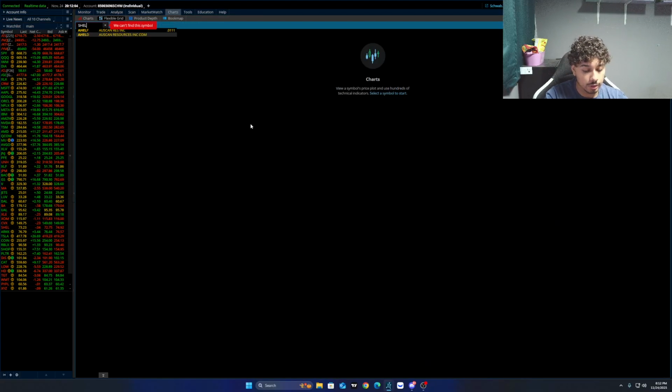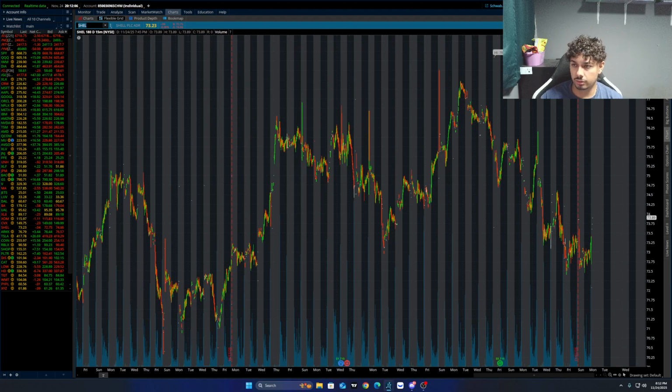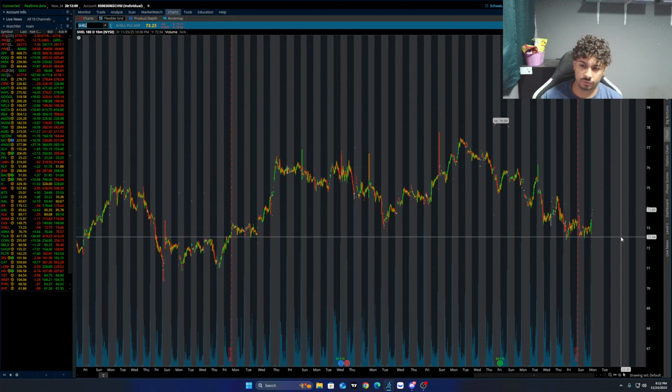Shell, there probably won't be much for Shell. Like I said, I don't really trade Shell. I'm probably going to take this one off just because I don't trade it. But this could be good for longs. Let's take a look at it.